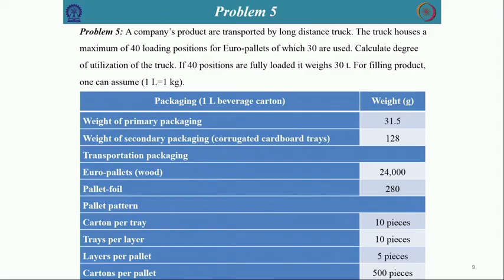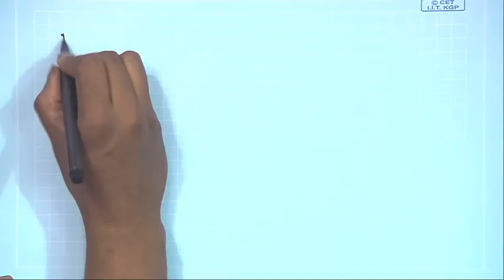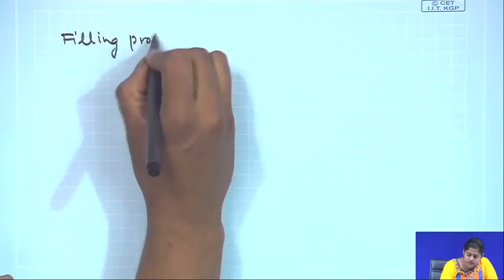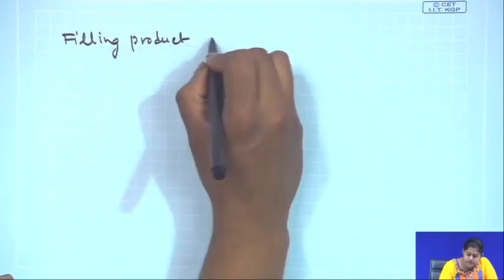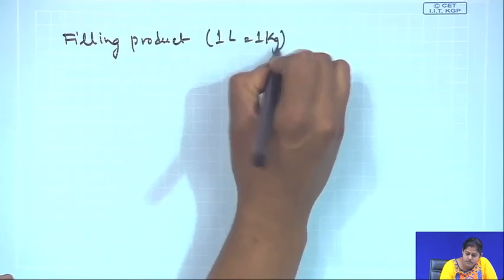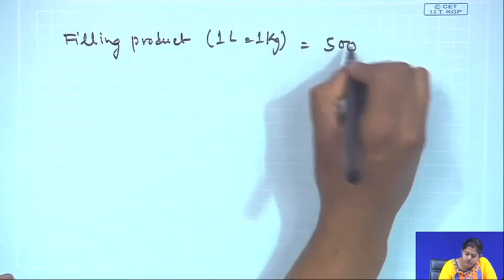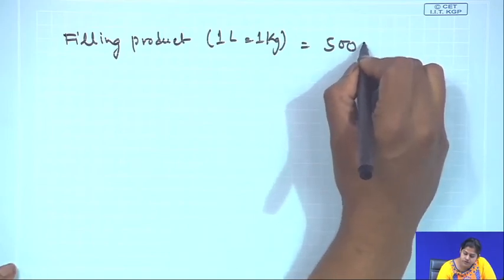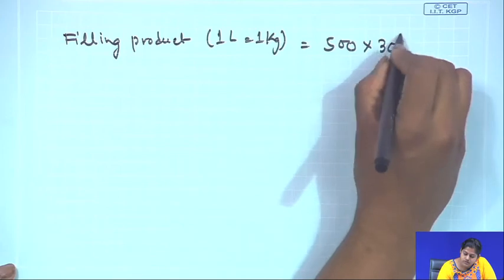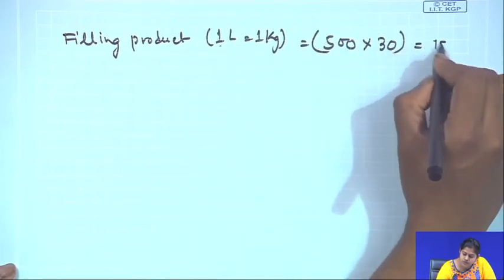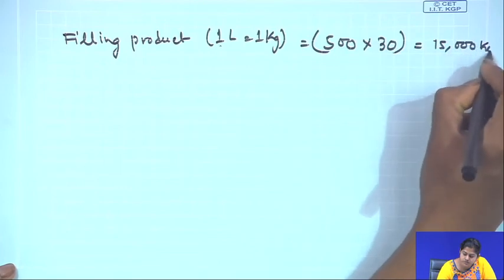Now, the only item remaining is our filling product, the beverage itself. For the filling product, we need to consider that 1 liter is equal to 1 kg. So, 500 is the number of cartons. The filling product will be 500 into 30, and 1 liter is equal to 1 kg, so into 1. This is equal to 15,000 kg.